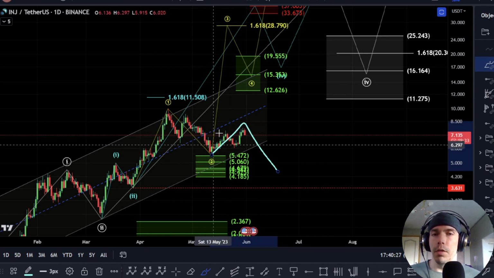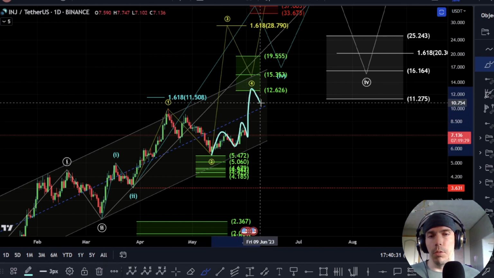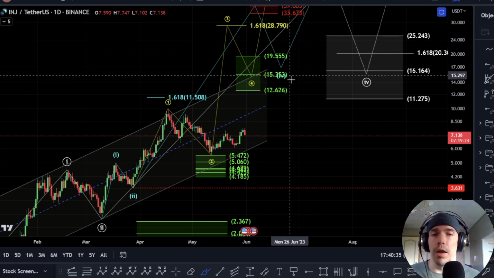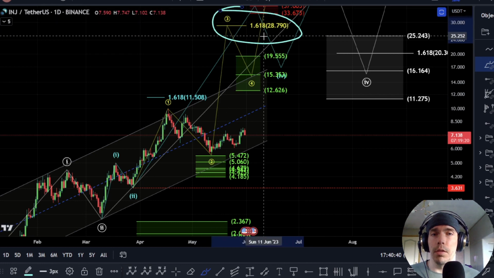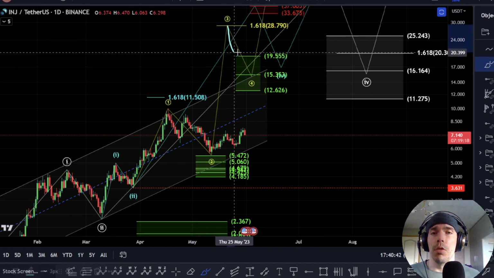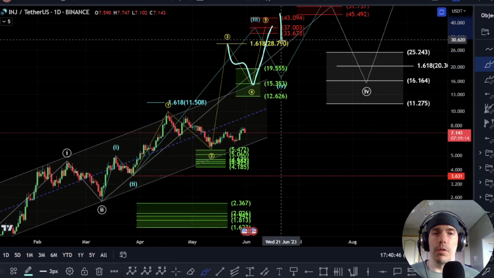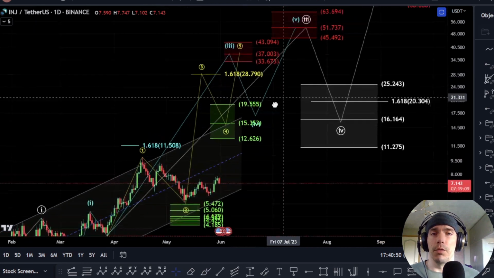Now, if we do look at it in this way, what we'd want to see is this start to build 1, 2, 1, 2, 3, 4, 5, 4, 5, looking for this 28.79 area as a target. If we do manage to move up into this 28.79 area, we could then find an additional 4th and a 5th wave, which would then be looking for this $43 to this $33 as a 5th wave target.